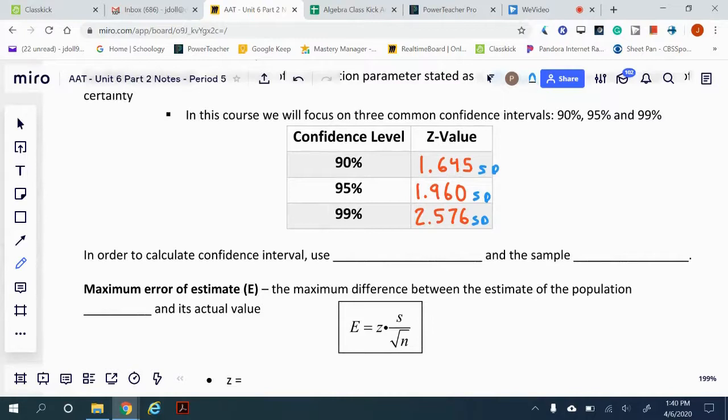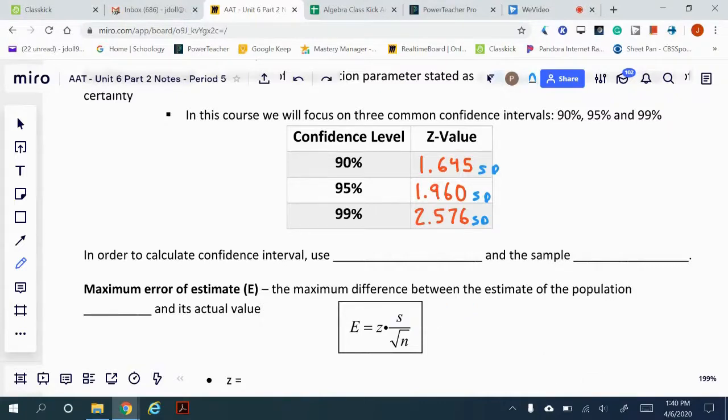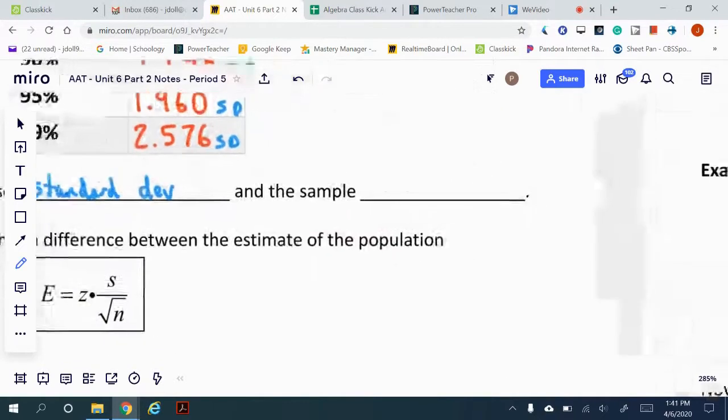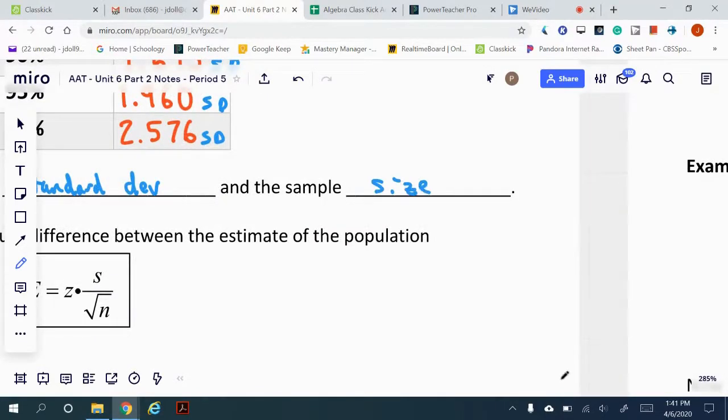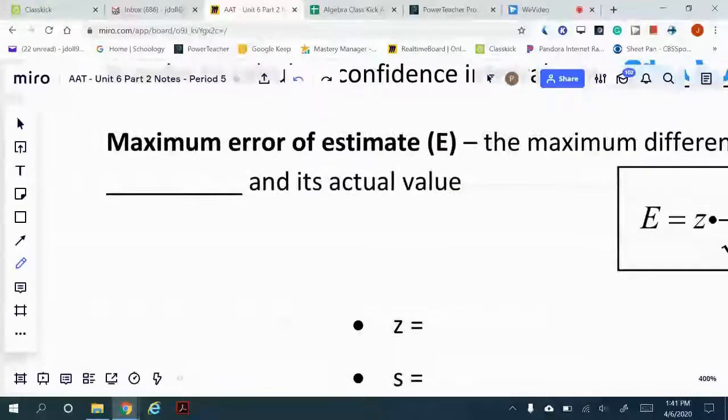In order to calculate our confidence intervals, guys, we're going to need to know two things. We're going to need to use the standard deviation and the sample size. Those are the two important things that we need to know from a specific sample. So the maximum error estimate, this is E, this is what's going to give us our confidence interval. This is essentially our plus or minus. So the maximum difference between the estimate of the population mean and its actual value.